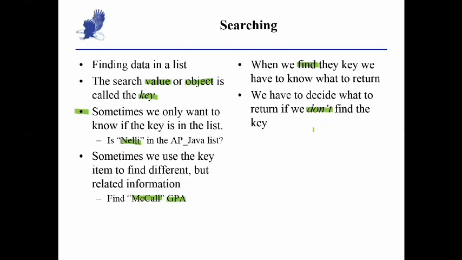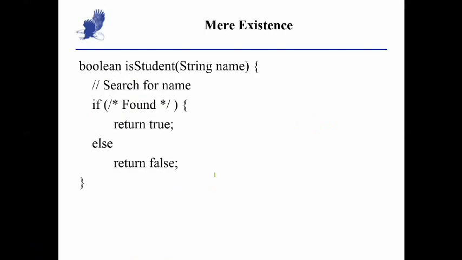That seems to make sense. But what if we're looking for something like temperature, where negative numbers make sense? Then what do we return? So it's an interesting question and not always easily answered.